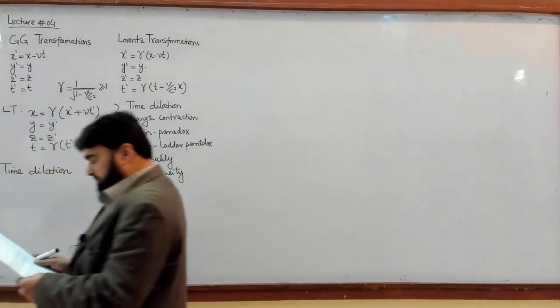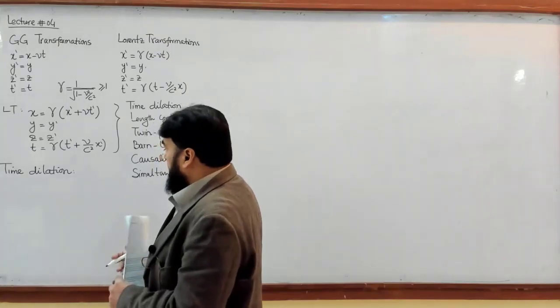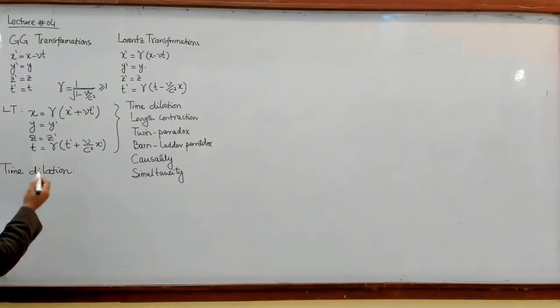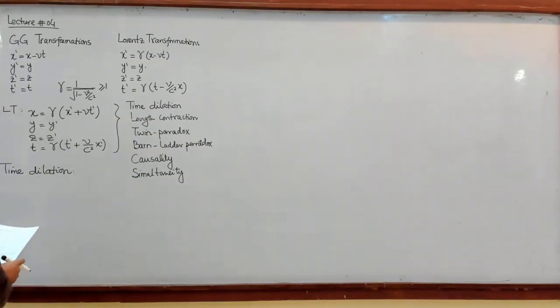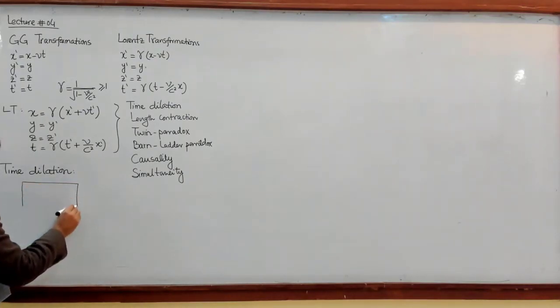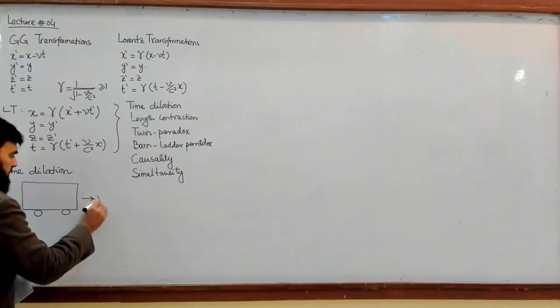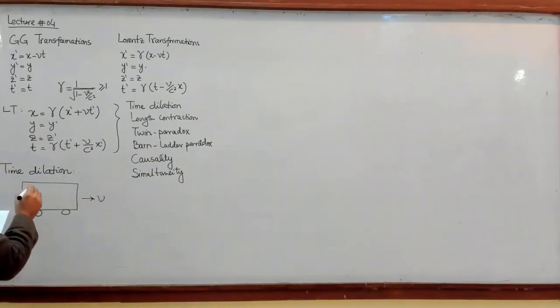So let's consider that we have a box or a car or any other van type, and this is, let's say, moving with velocity v, and we have a lamp here.